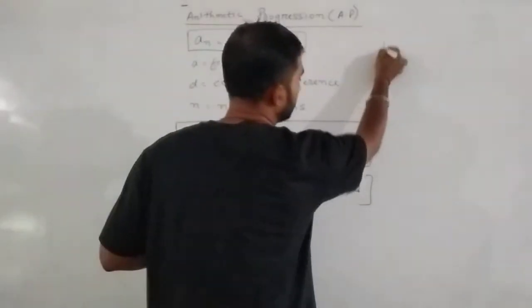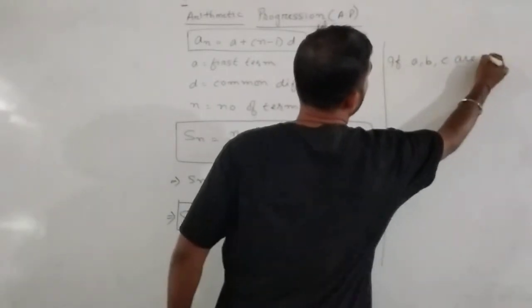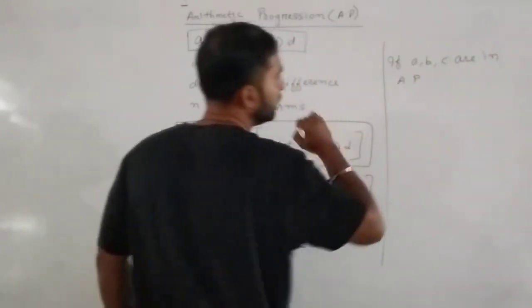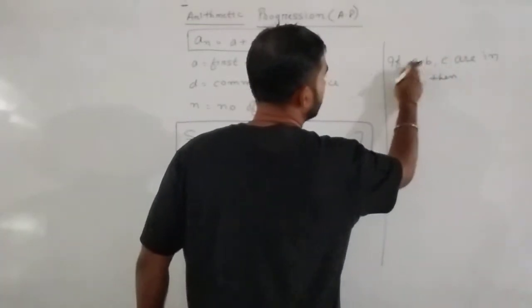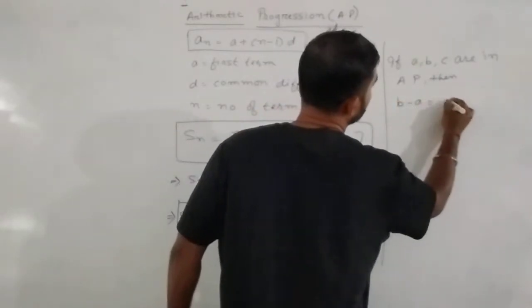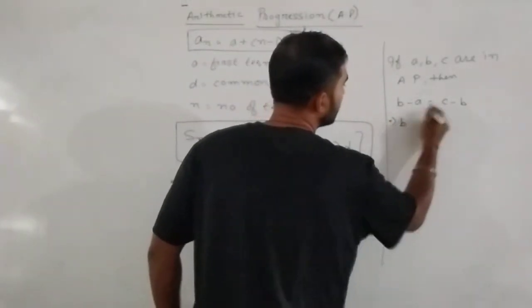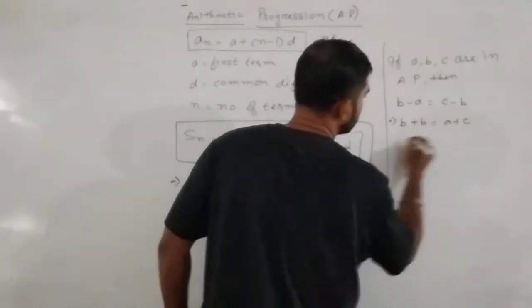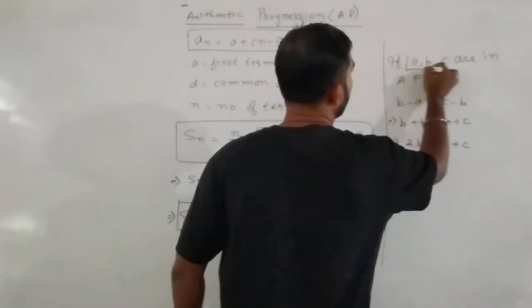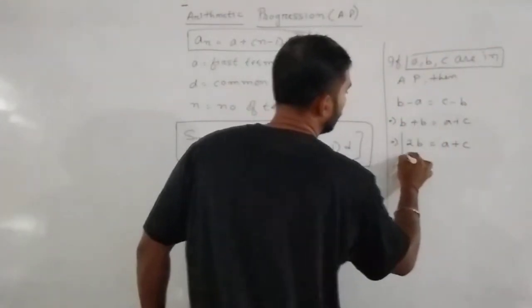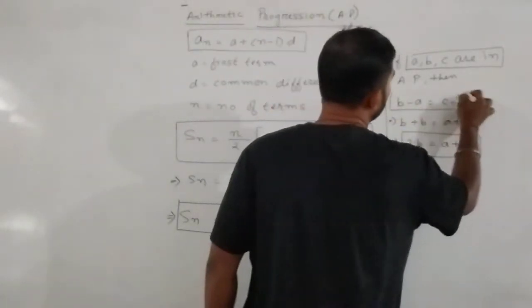And moreover, if A, B, C are in AP, then we have common difference, that is second term minus first term. B minus A equal to C minus B, which implies B plus B equal to A plus C. So twice B equal to A plus C. Simply, if A, B, C are in AP, then we can write it as twice B equal to A plus C, or B minus A equal to C minus B.